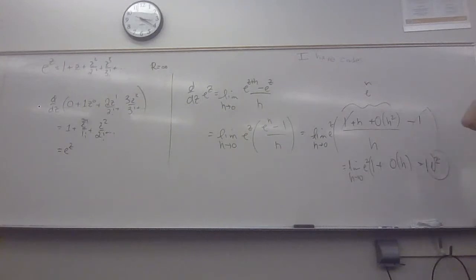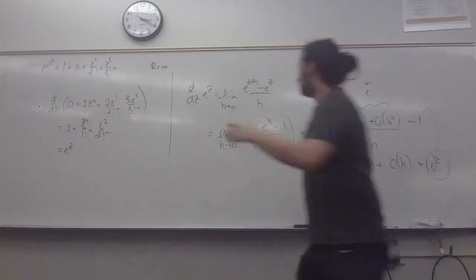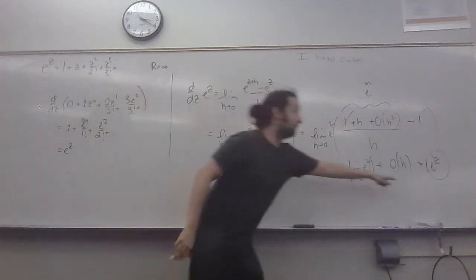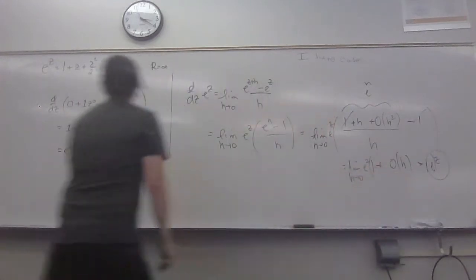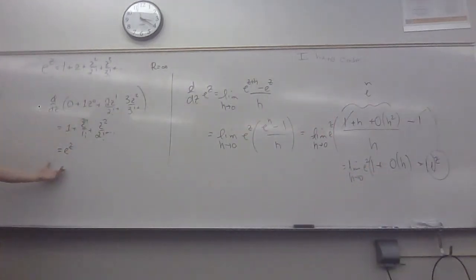So in this particular case, taking the difference quotient got us e to the z, and also taking the derivative of the power series got us e to the z. So here, at least, the difference quotient and the term-by-term derivative of the power series matched each other. So the question is, why should this be true for a general function?